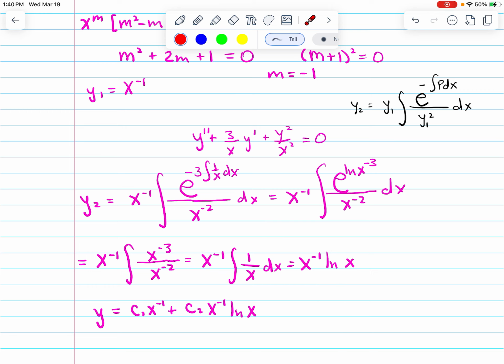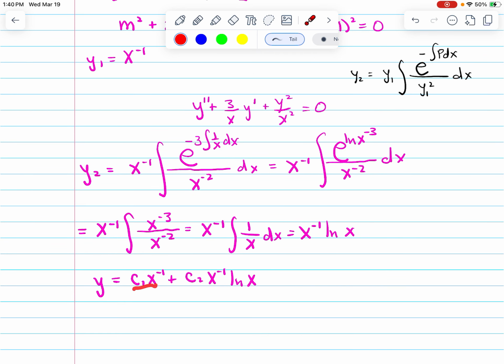So notice what we have here. We have x to the -1 log x, okay, and this, notice, here's our first solution. Here's our first solution times the log x. And that's the way these are going to work. If my first solution had been x to the -2, then what I would have is I would have c1 x to the -2 plus c2 x to the -2 log x. So for these second order differential equations. Okay. Now, and the second order is all we're looking at right now.